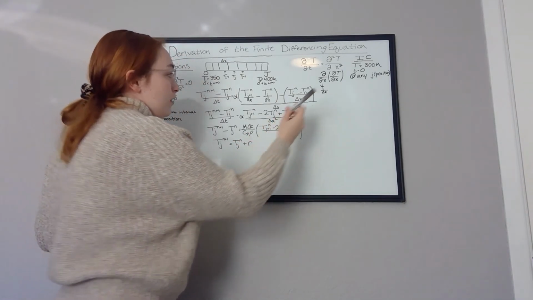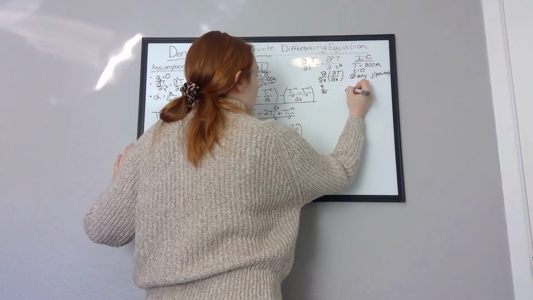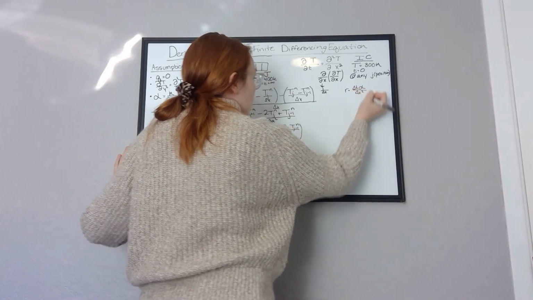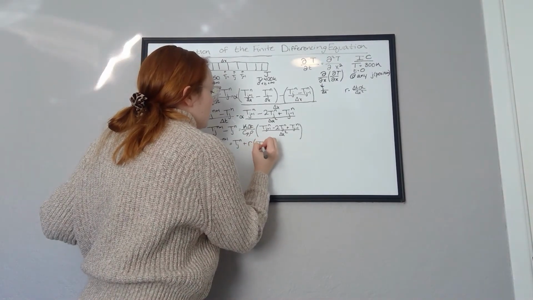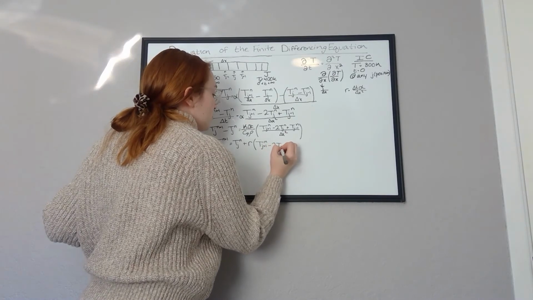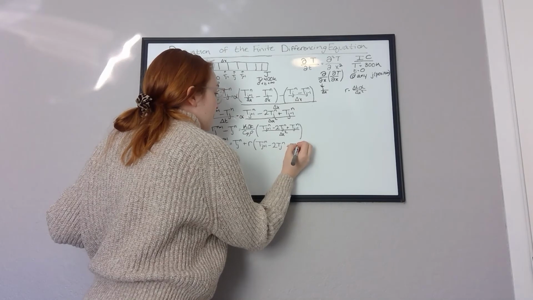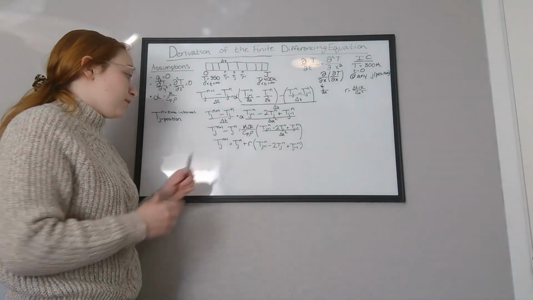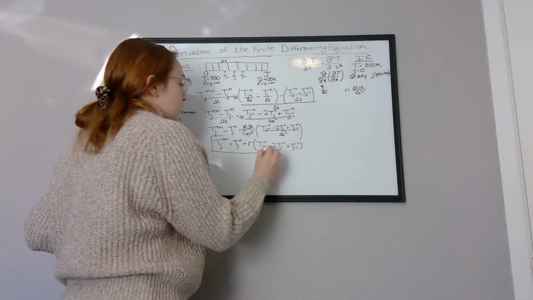So again, r is equal to, and then we have all of this again. So this is the final equation. This is the finite differencing equation.